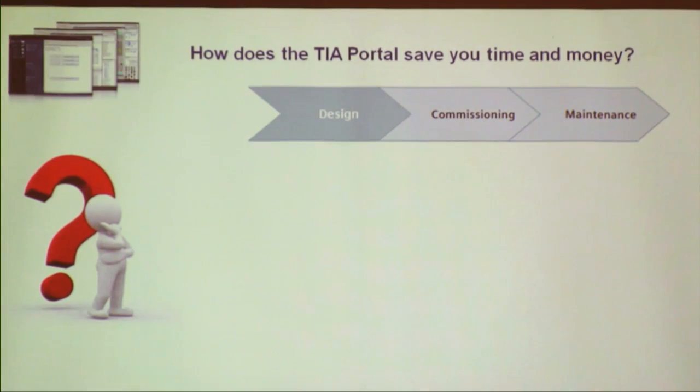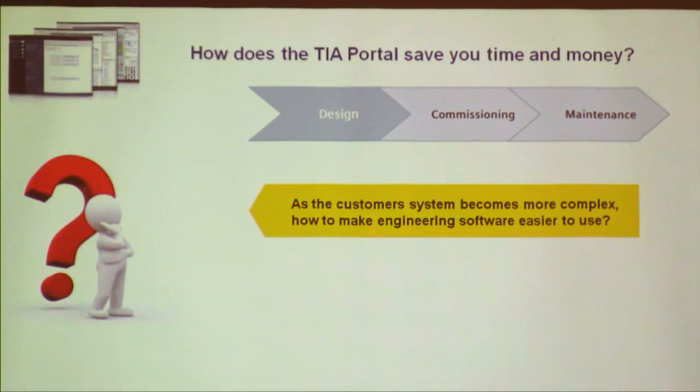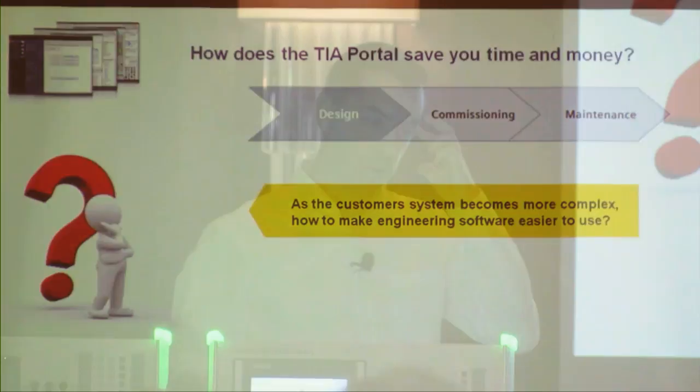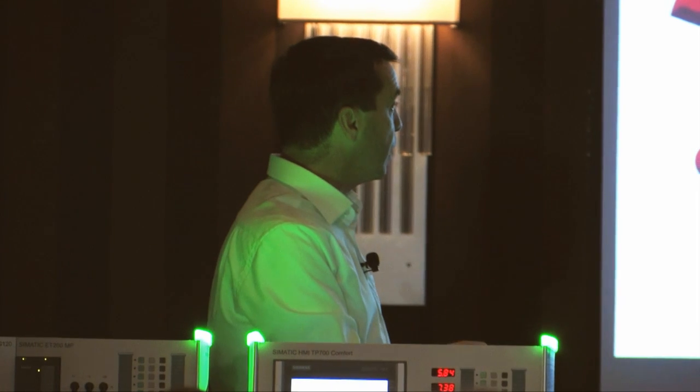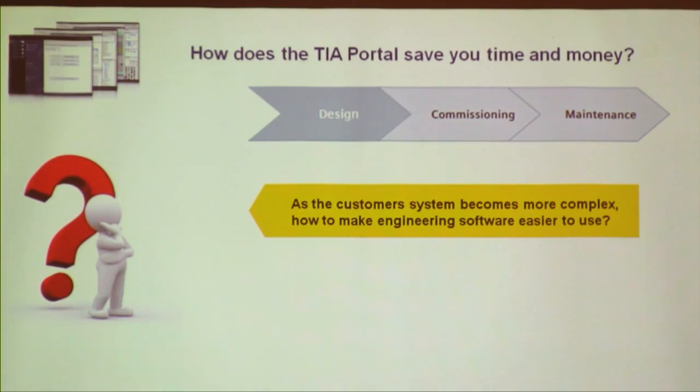OK, now, what else can we do? As a customer's system becomes more complex, how to make the software easier to use. This was something that, in my time in Germany when we were working on this software, German product management said to us this software has to do 3 things: usability, usability, and usability. We had to fix that. And some of the features I'm going to show you next were designed with that in mind.